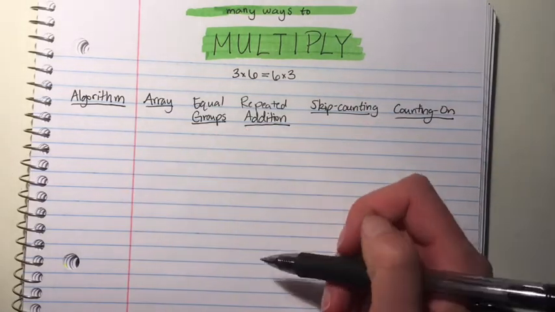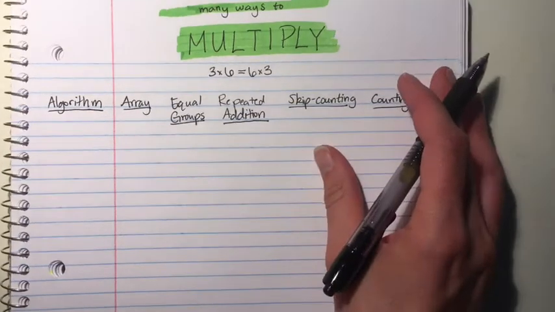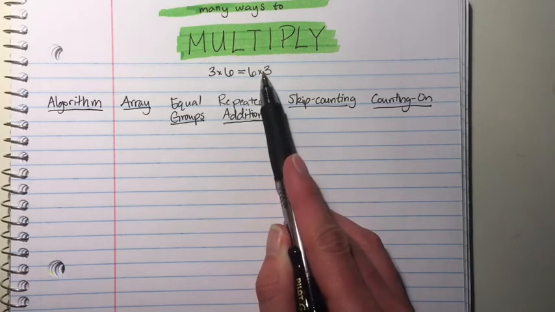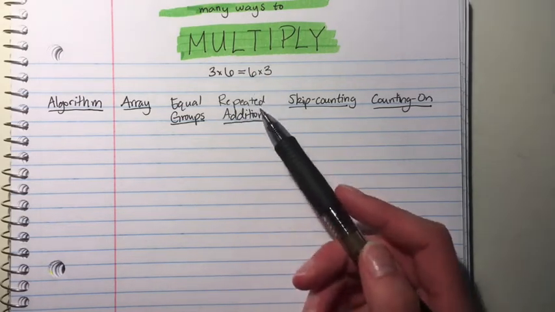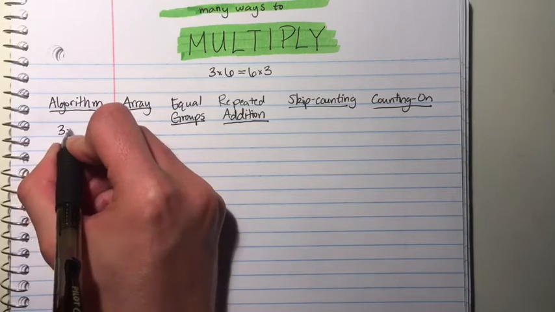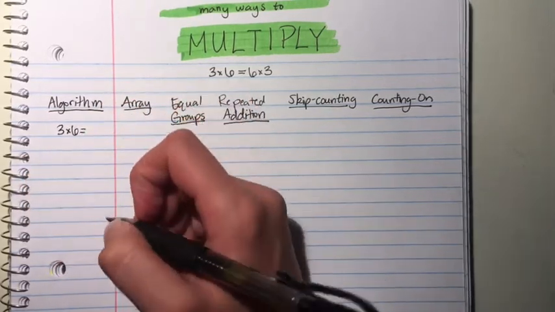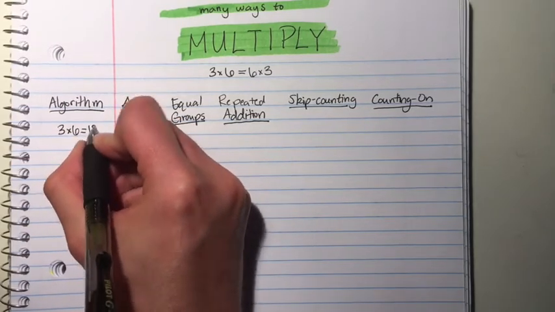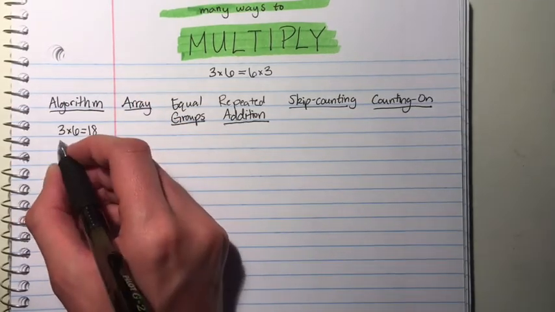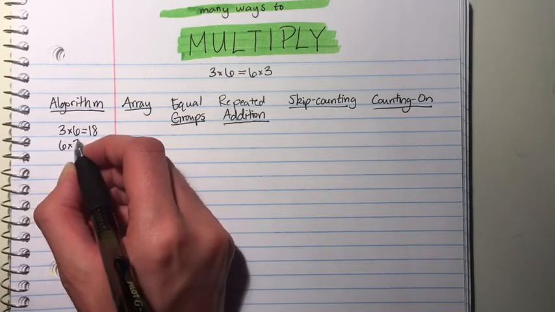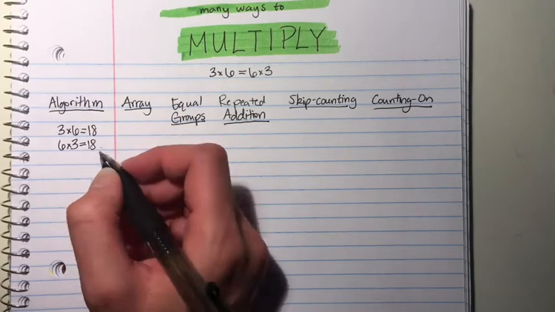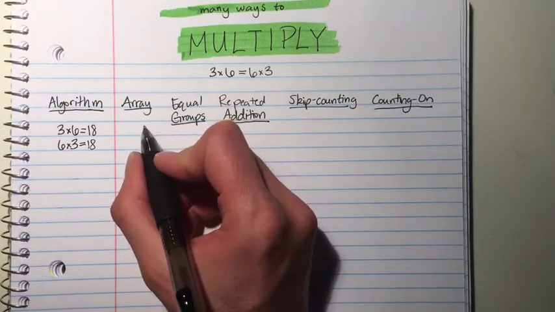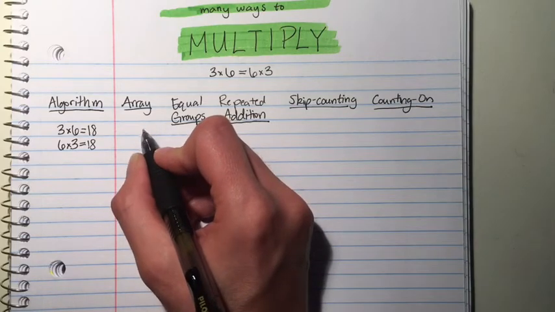So an algorithm is going to be your traditional method of solving any operation. In this case, because we're dealing with such small numbers, it's really just going to be memorization. So 3 times 6. Well, I memorized my 3's times table, so I know that 3 times 6 is 18. And I memorized my 6's times table, so I know that 6 times 3 is 18. Coincidence? I think not.